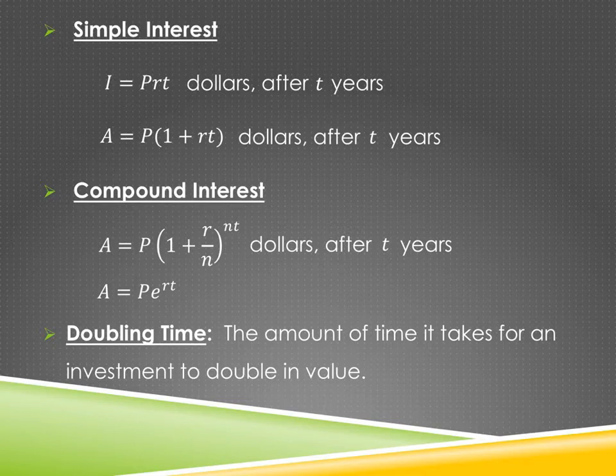The second one is A equals P E raised to the RT. It also should say that same phrase down here, dollars after T years. That's actually missing. I'm sorry about that. And then we have the definition of doubling time. Doubling time is the amount of time it takes for an investment to double in value.